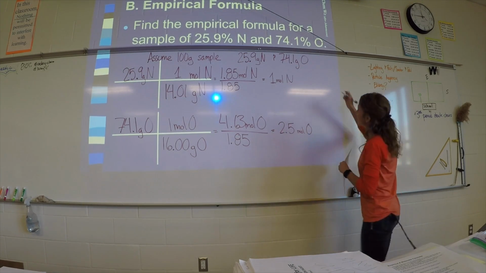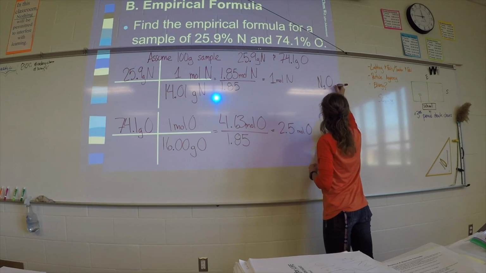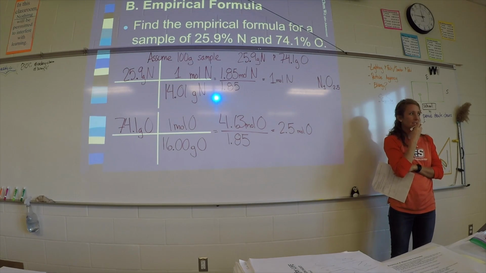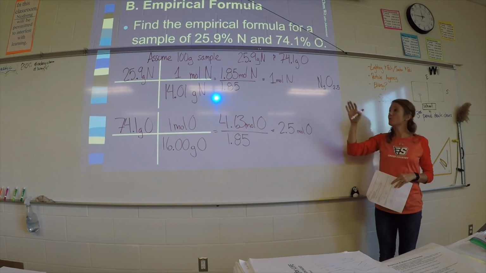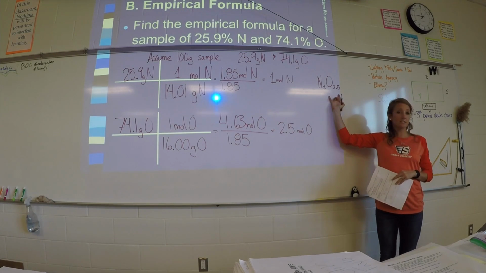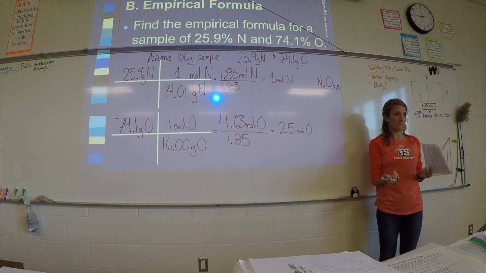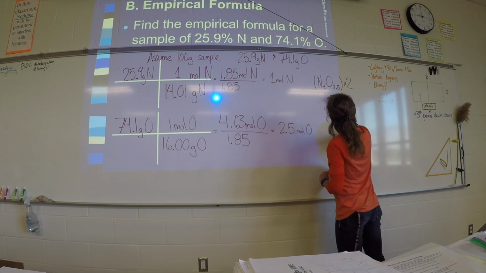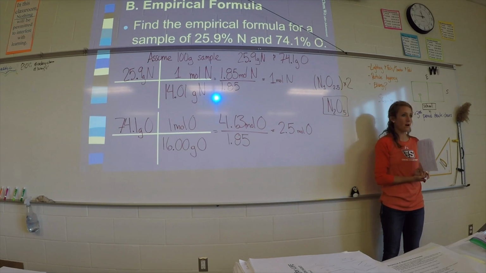The problem is, if I were to write this as my formula, so it's like N1O2.5. What's wrong with that? It's not a whole number. Yeah, you can't have a half of an oxygen atom. So if you end up where they're not whole numbers, we need to times it by something so that it becomes a whole number. So this one I times everything by 2, so your real answer should be N2O5. And that is the empirical formula for this compound.